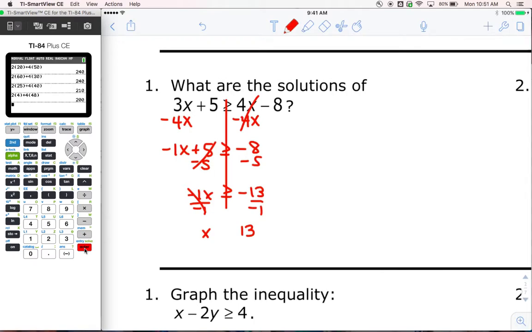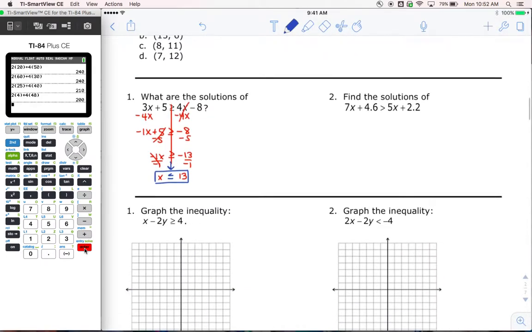Now, because I divided both sides by a negative, this has to flip and become a less than or equal to, right? Because these were negative, not this. This doesn't matter. Because I divided by a negative, I had to flip my inequality to finish. All right, go ahead and find the solution for number 2. It will be a decimal, don't freak out. Choose the correct answer in Edpuzzle.